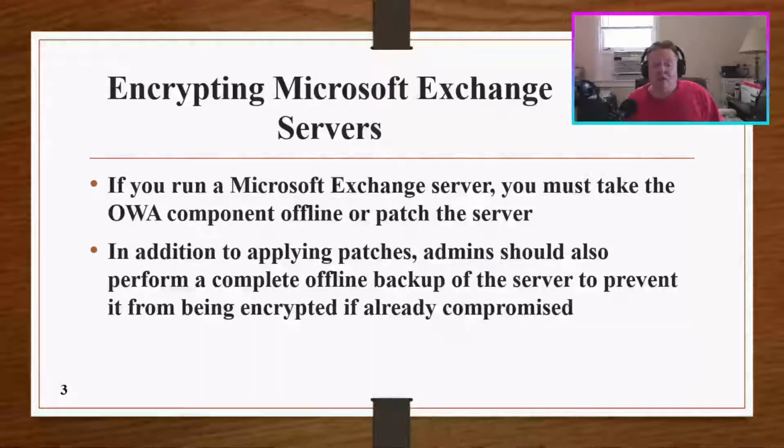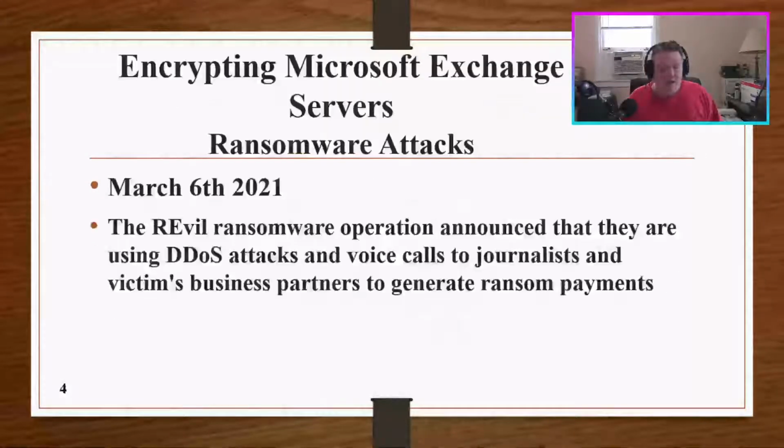If you run a Microsoft Exchange server, you must take the OWA component offline or patch the server. That's for those who have servers. Home users normally do not have servers, but if you do, you have to do that. And in addition to applying patches, admins should also perform a complete offline backup of the server to prevent it from being encrypted if already compromised.